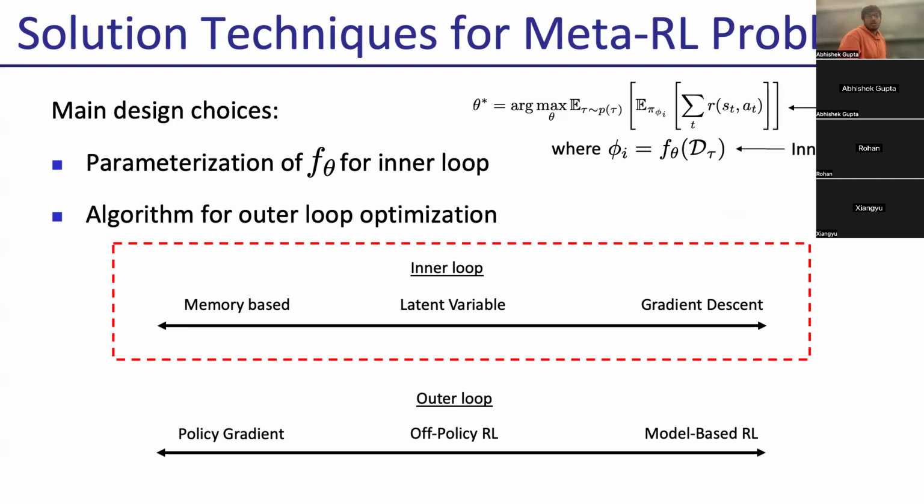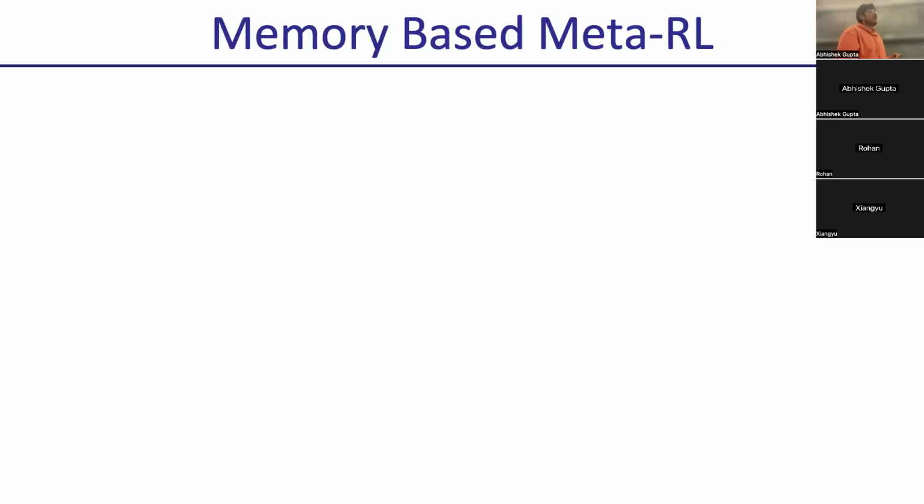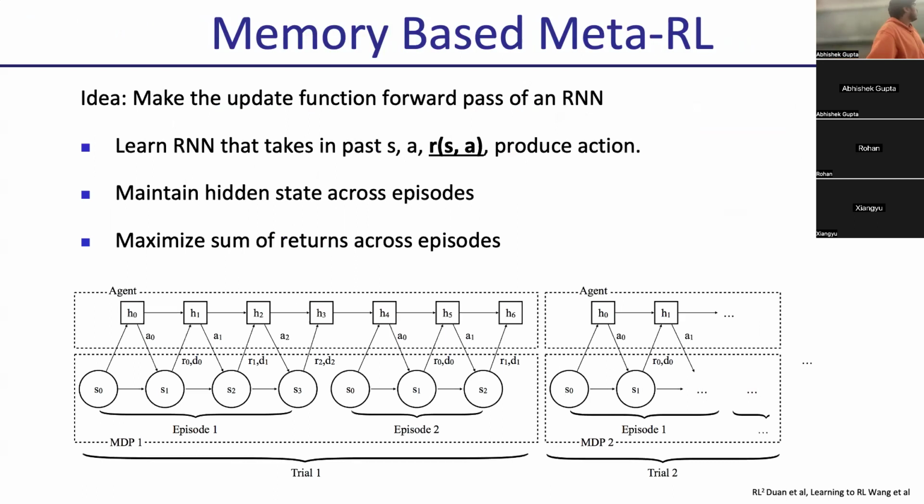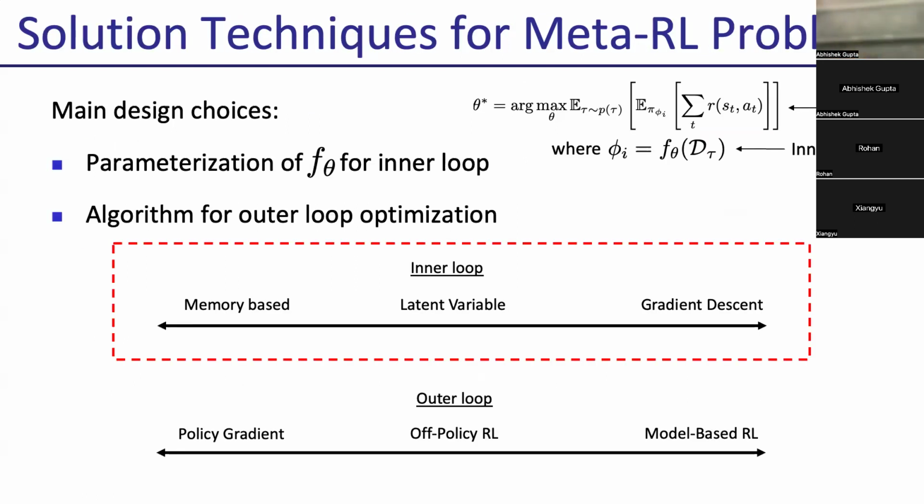Okay. So let's start with memory-based meta RL, which is probably the easiest one to understand. It says to make the update rule the forward pass of an RNN. Think of your update as something that just takes in past data, which includes past S, A, S prime, R. Let's say you've got a series of S, A, S prime, R. It's going to take those things in and produce a new action, and you evaluate how good that action was.